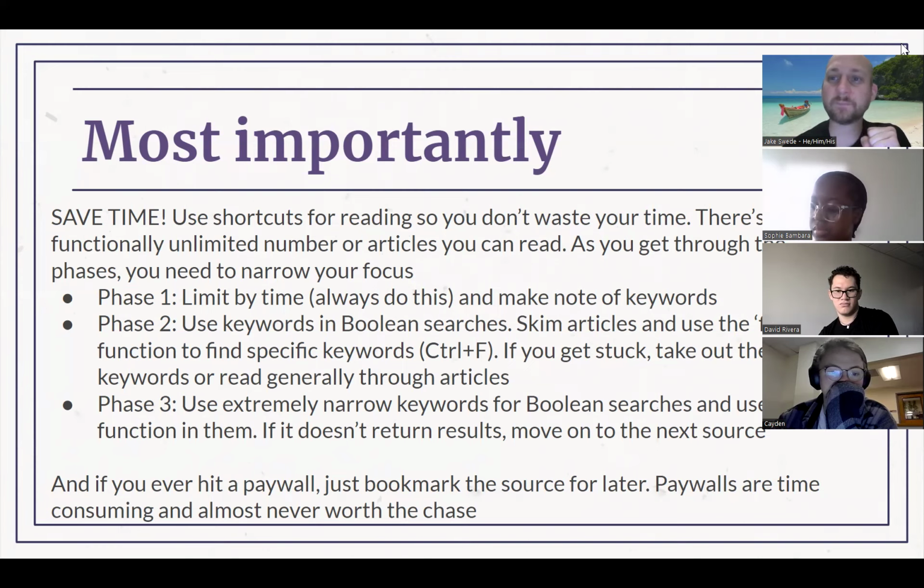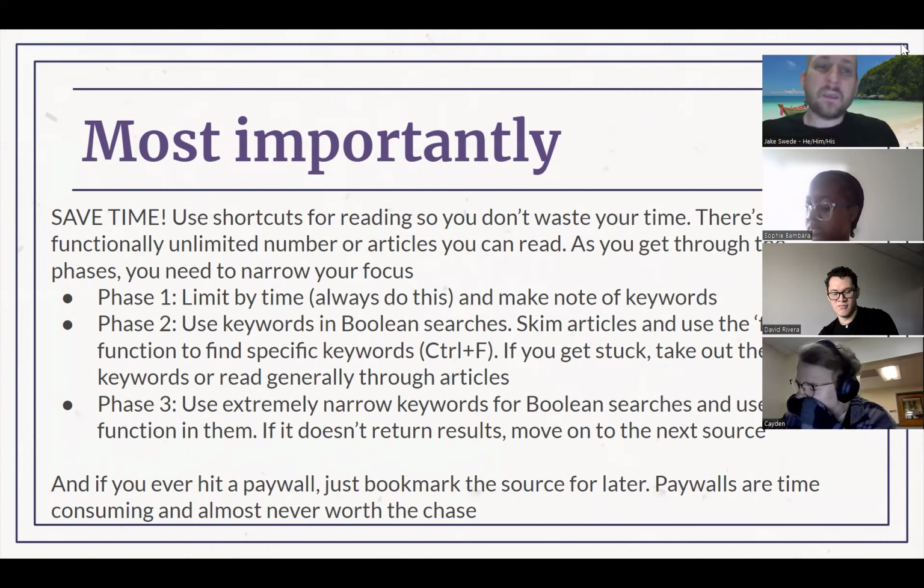So if you put in something like, let's say you're trying to find the US GDP below 2% over the next 10 years, right? You would control F 2% or 10 years or decade, something like that, to find where in this 40-page article are they actually talking about the US GDP growth over the next 10 years? Because that's what you're looking for, right?